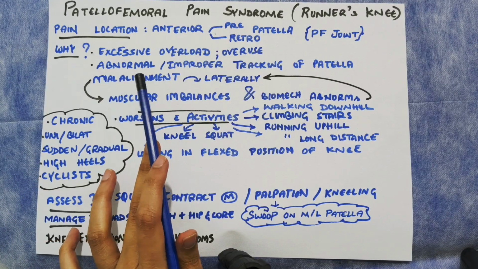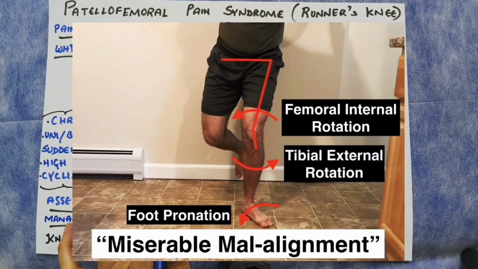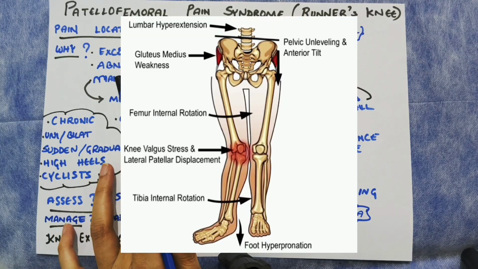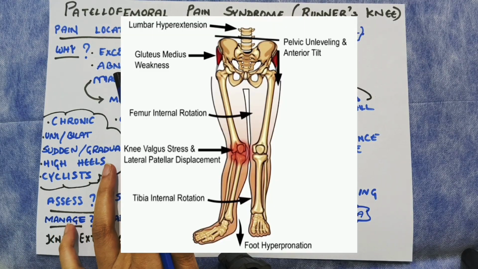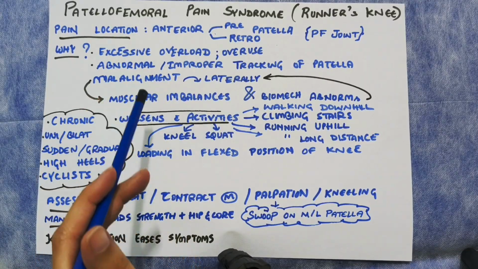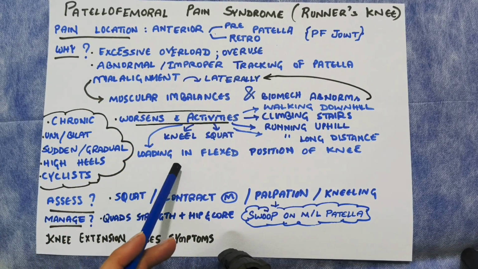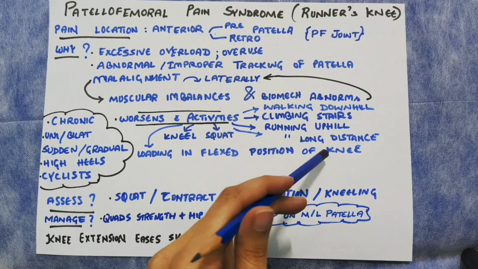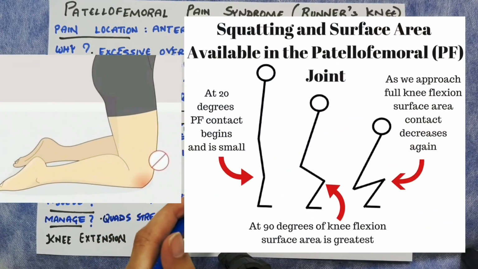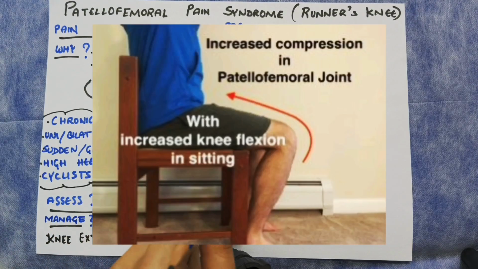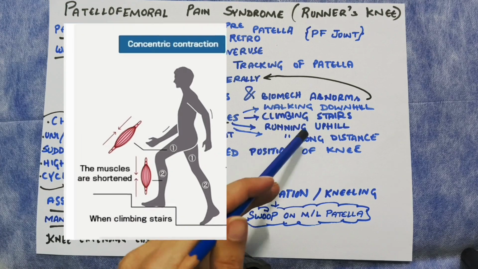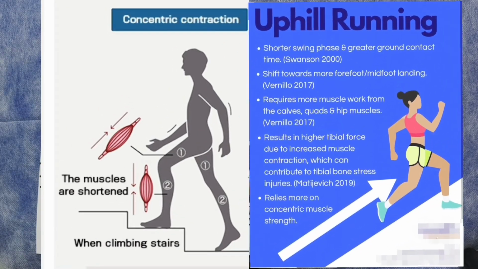And contributing factors elsewhere in the body can show up as patellofemoral pain syndrome as well. Why? Because of the kinetic chain. Now, the activities that worsen the pain are basically those that load the knee in a flexed position, such as kneeling, squatting down, or even sitting, and walking downhill, climbing stairs, running uphill, or running a longer distance.